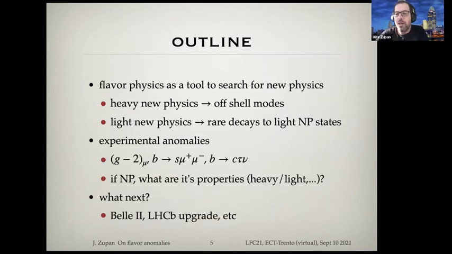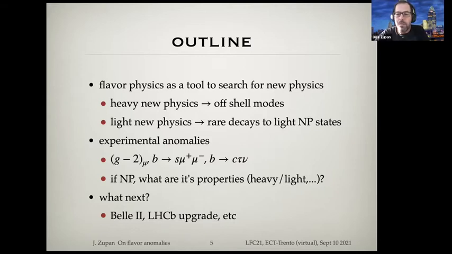Before I go there, I will start with general statements about why these observables are sensitive to new physics, and I'll split this into two small subsections. What we're used to hearing is that with these observables, you can probe heavy new physics, through the off-shell modes. I like to stress that you can also search for light new physics. These new physics states can also be produced in rare decays. And this will come in handy after we look at the anomalies.